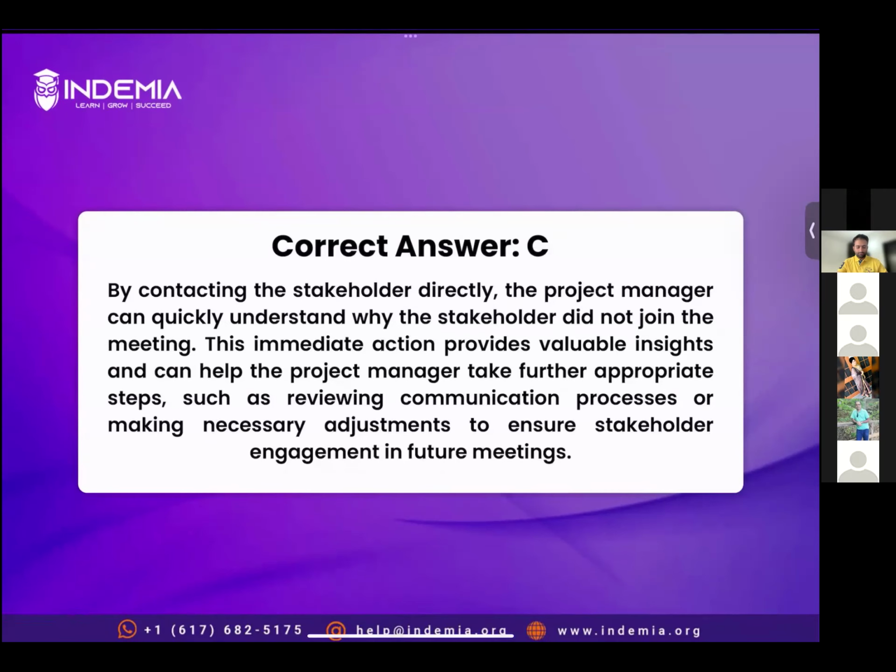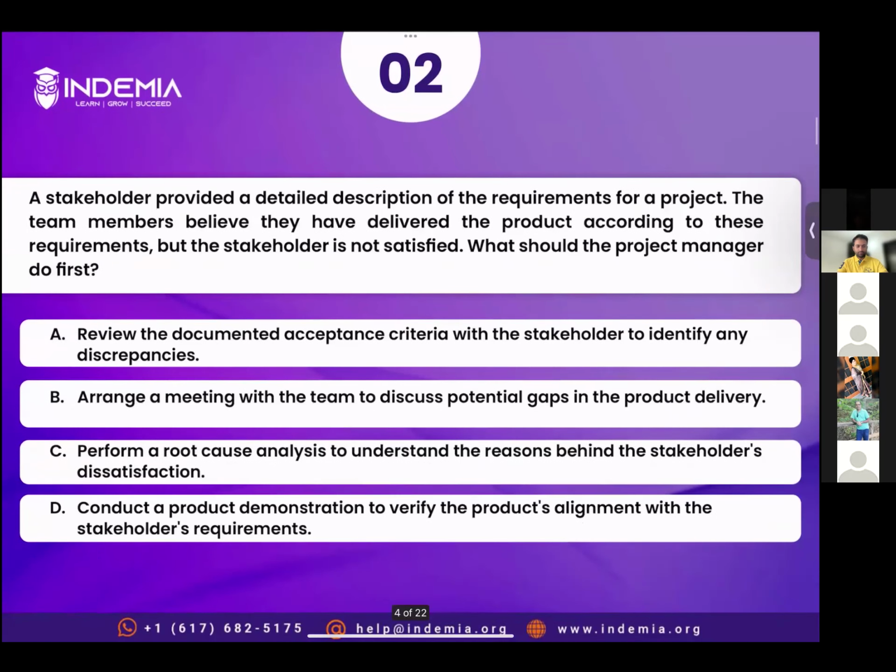All right, next question. I'm on my phone now. I can't get on my computer. Question number two. Please keep yourself on mute, everyone.